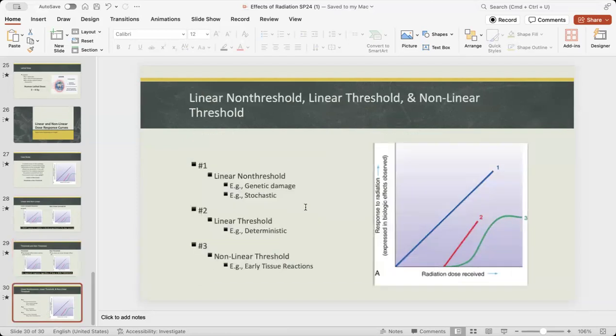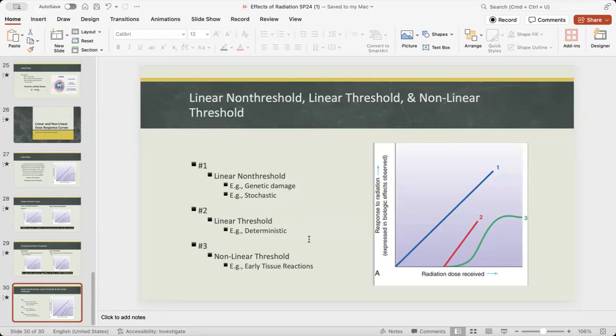So linear non-threshold, linear threshold, and non-linear threshold. With our linear non-threshold, which is going to be our blue line, it basically tells us that no level of radiation is safe, because it's telling us at any dose, a response to that dose can occur. And the degree of that response is directly proportional to the amount of radiation we receive. And that response could be a genetic response or genetic damage or stochastic.